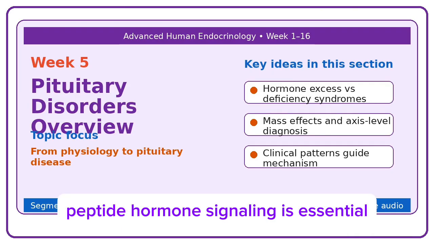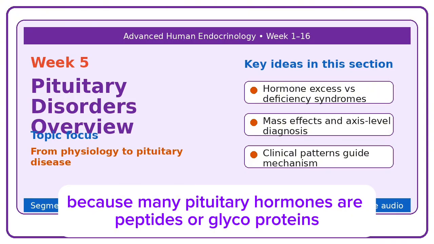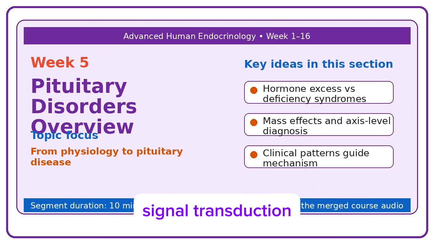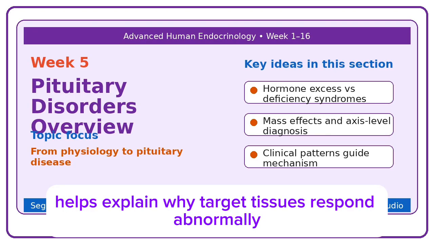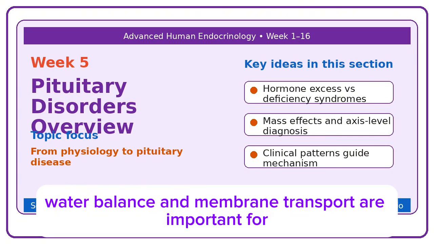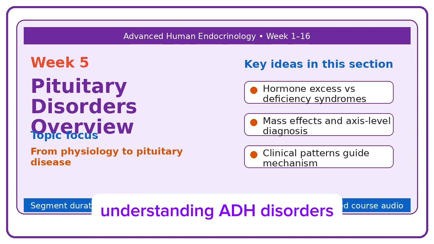Peptide hormone signaling is essential because many pituitary hormones are peptides or glycoproteins. Feedback regulation helps distinguish pituitary disease from peripheral gland disease. Signal transduction helps explain why target tissues respond abnormally when pituitary stimulation changes. Water balance and membrane transport are important for understanding ADH disorders.